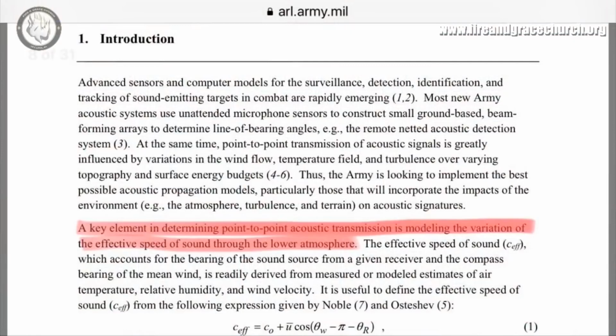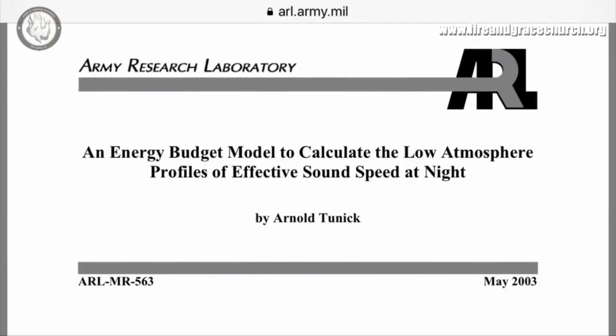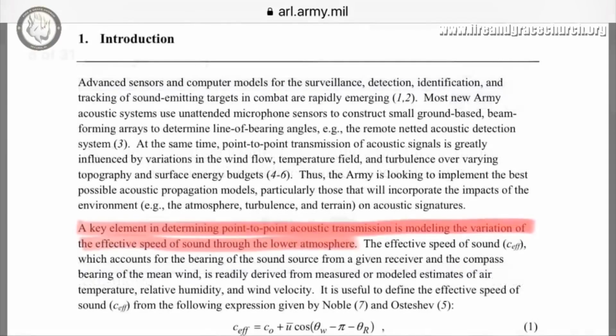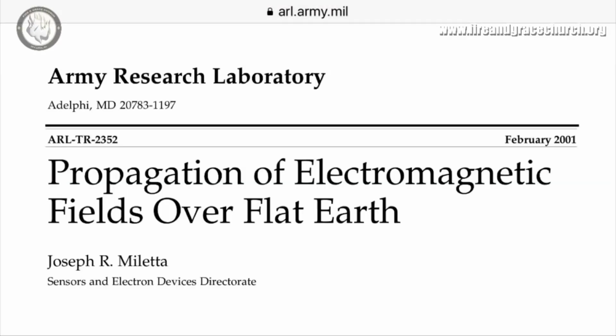Look at this: a key element in determining point-to-point acoustic transmission is modeling the variation of effective speed of sound through the lower atmosphere. Oh, did I forget this? Oh yeah, Army Research Laboratory. This is another one, calculating low atmosphere profiles, sound speed at night. So calculating sound speed, right? Pretty important stuff. It says to briefly examine short-range acoustic attenuation at night, we use low atmosphere profiles of wind speed, temperature, relative humidity shown before as input to a flat earth non-turbulent acoustic propagation model called the Windows Version Scanning Fast Field Program. Propagation of electromagnetic fields over flat earth.